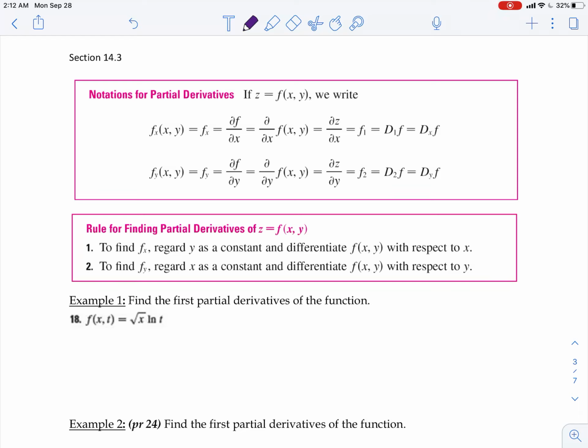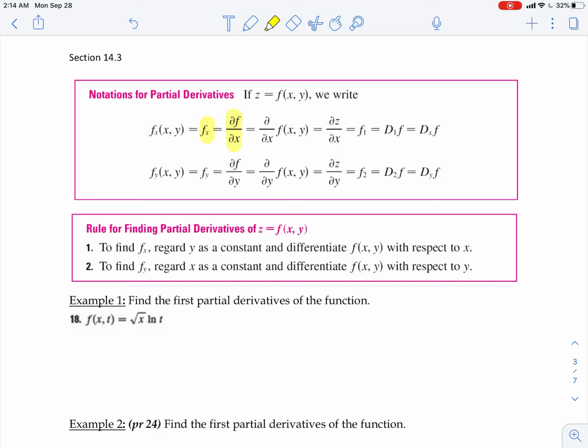Alright, welcome to page 3 of the notes, and now we're going to talk about notations of partial derivatives. Say if we have our function z defined by f of x y, we can write f sub x of x y as the partial derivative with respect to x. So these are multiple ways that we can write our actual derivative.